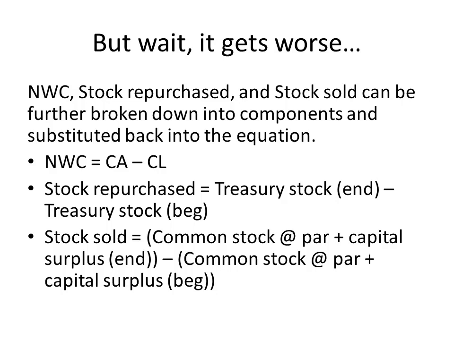Stock sold is even worse, because in order to find the total common stock of the company, we always have to add common stock at par plus the capital surplus. We have to do that for the end and then subtract the same sum for the beginning.